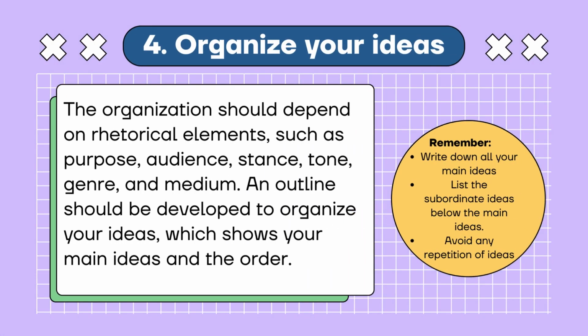Organize your ideas. The organization should depend on rhetorical elements such as purpose, audience, stance, tone, genre, and medium. An outline should be developed to organize your ideas, which shows your main ideas and the order. First is write down all your main ideas. Second, list the subordinate ideas below the main ideas. Third is avoid any repetition of ideas. Avoiding repetition in academic writing enhances its clarity, engagement, professionalism, and argumentative effectiveness, contributing to the overall quality and impact of your work.